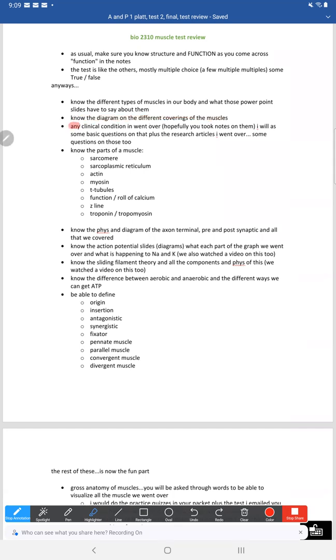Any clinical condition that we went over in class, most of those were oral, meaning I just talked about them. Also there are some research articles that I covered. When I ask test questions on research articles and the clinical examples that I give, I try to write them in such a way that hopefully you can answer it through common sense or deductive reasoning. I try not to make those extremely complicated.